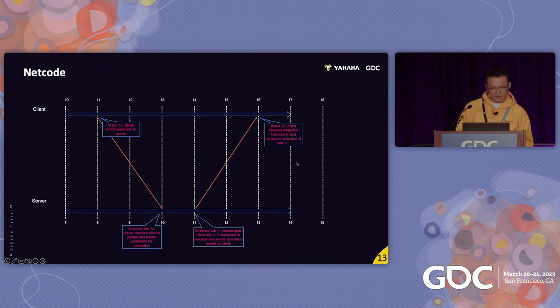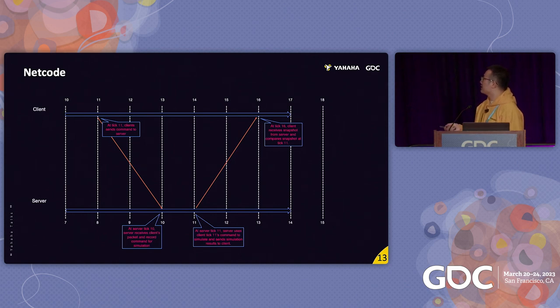Let's investigate the example here. At tick 11, the client's input is sent to the server. It will be wrapped in a command sent to the server, and at server tick 10, or maybe sooner or later, the server receives the client's packet and records the command for the simulation. Then on server tick 11, which is similar to the tick at which the client sends the command, the server uses the client's tick 11 commands to simulate and sends the simulation results to the client.